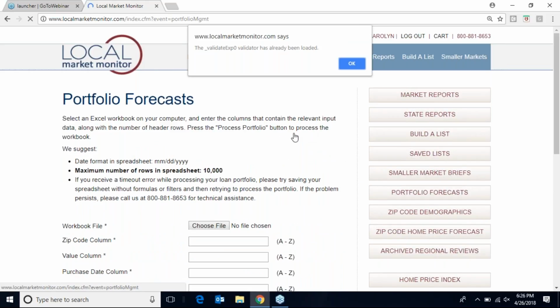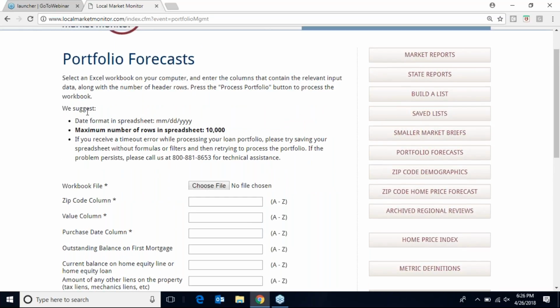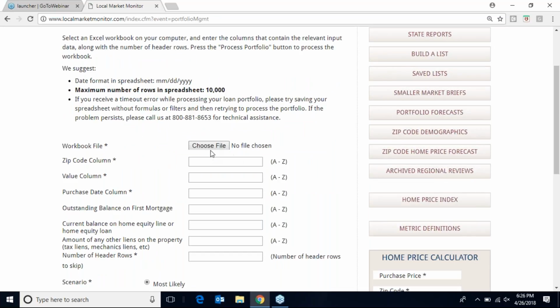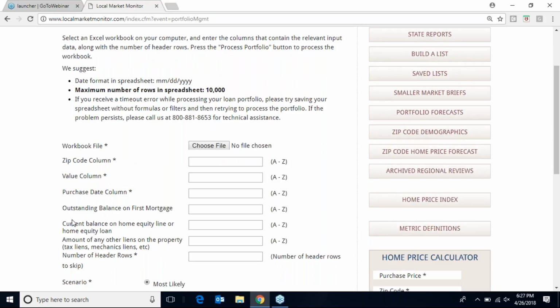One other feature I wanted to make sure that you have access to is this portfolio forecast. As you manage your real estate assets, it's a tool that you can use. As you can see, you can put up to 10,000 different assets in a portfolio file, and you can take the file and load it into this program right here. It's a very, very simple tool to use. You just select which columns contain the different data points that you see here.